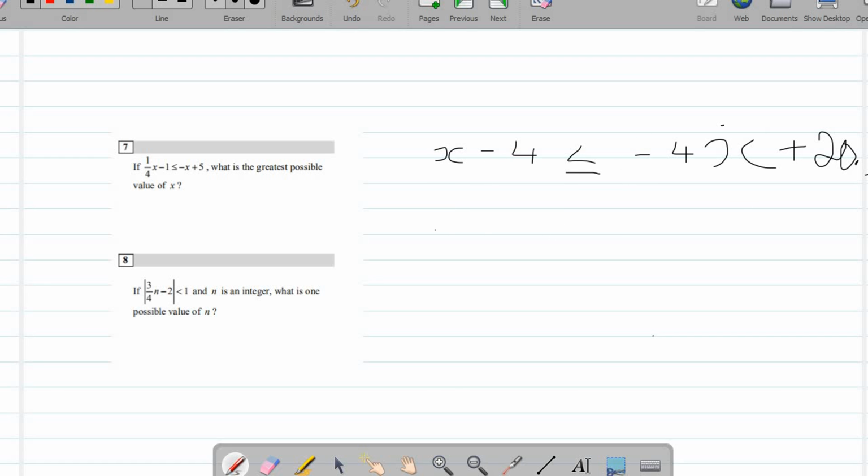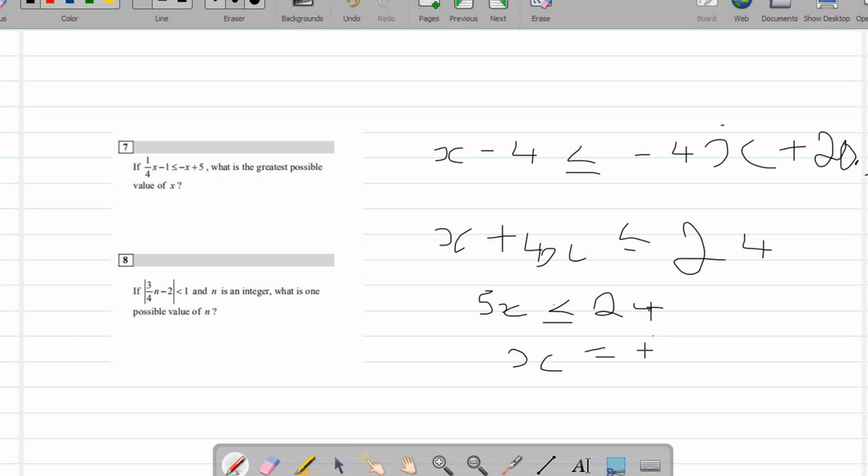If you rearrange this, we have x plus 4x is less than or equal to 20. Move minus 4 to the other side, we have 20 plus 4, that's 24. So we have 5x is less than or equal to 24. If they're asking for the greatest possible value of x, use only the equal to. So the greatest possible value is x equal to 24 over 5, since it's less than or equal to.